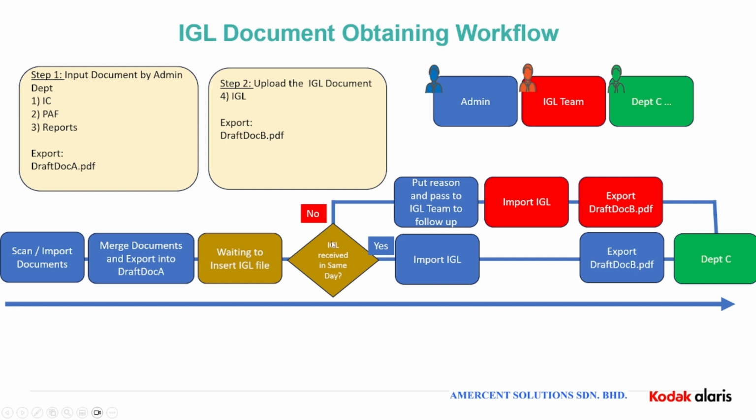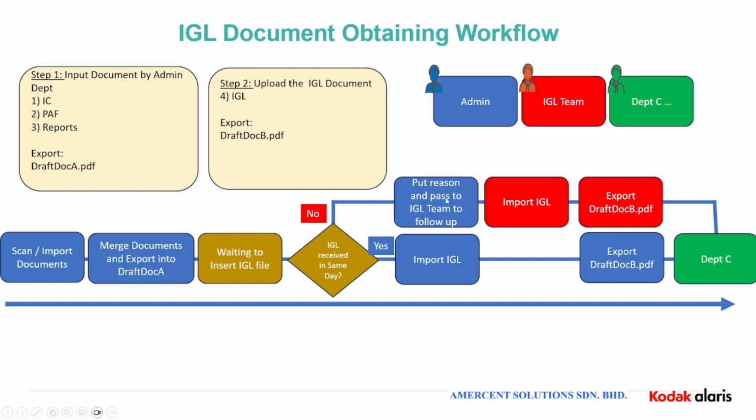Now, if the document is not received on the same day, you can see the note here: the admin, which is still in the blue process, will have to put in the reason why the document was not received, or anything else they want to comment, to share this information with the other department. So they will put the reason within the Infoinput solution. Then the document will be routed to the IGL team to follow up.